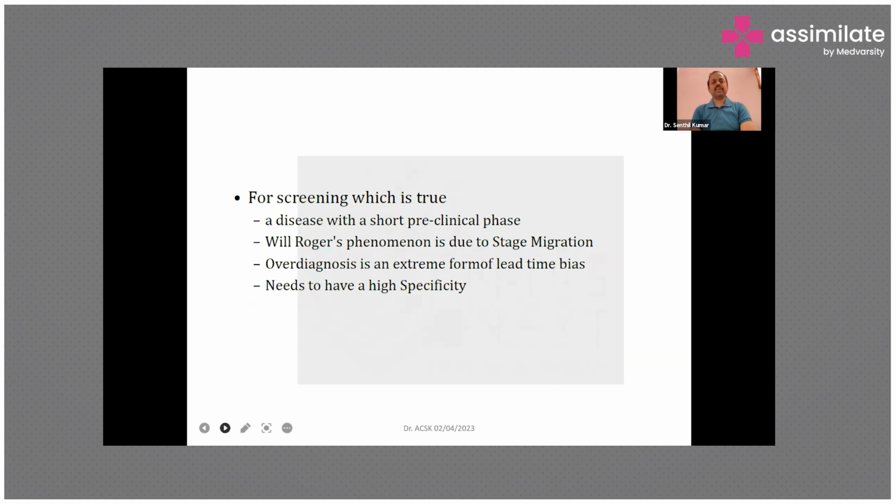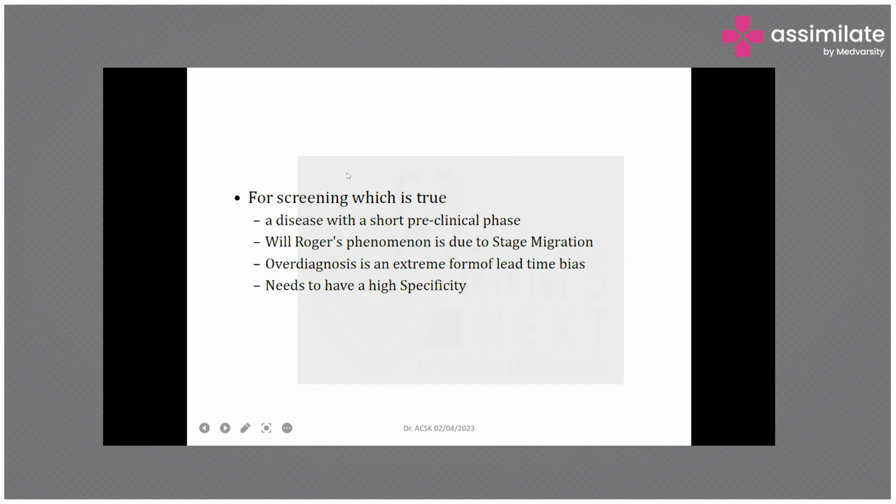So for a screening to be effective, it has to have, so this is sort of an MCQ. I thought I would make a small MCQ to just keep people interested. Anybody, take this question: for screening, which will be a true statement? A, disease with a short clinical phase. B, Will-Rogers phenomenon is due to stage migration. C, overdiagnosis, an extreme form of lead time bias. D, a screening test should have a high specificity. Anyone willing to take the question? Audience, I request all the attendees to post the answer in the chat box. For the Q&A session, let's have an interactive session together.